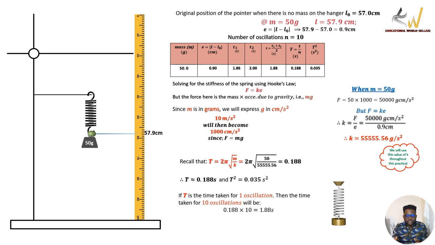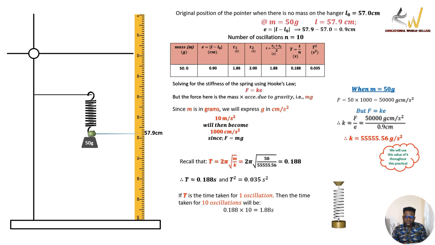So since I have gotten my time for 10 oscillations, I will simply get 2 arbitrary close times. They are close enough that the difference is not much, so that the average of T1 and T2 will give me T. I just chose 1.86 and 2.0. And make sure, if you are choosing your arbitrary values, that they are close enough. The difference should not be too much, because you become suspicious. All right, so that is that. We have filled in our table of values.